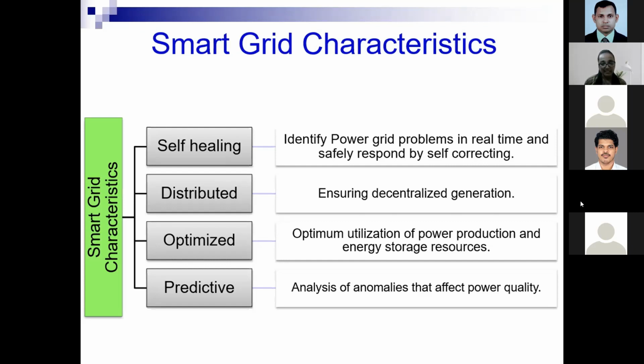The next one is distributed. The distributed nature of a smart grid ensures the integration of the decentralized power generation such as solar panels, wind turbines, and biomass-based generators. And also, smart grids combine intelligence and control for optimal utilization of power production as well as energy storage resources. Predictive. The predictive nature of smart grid generally refers to the measurement and analysis of anomalies that affect power quality to prevent emergencies from occurring.